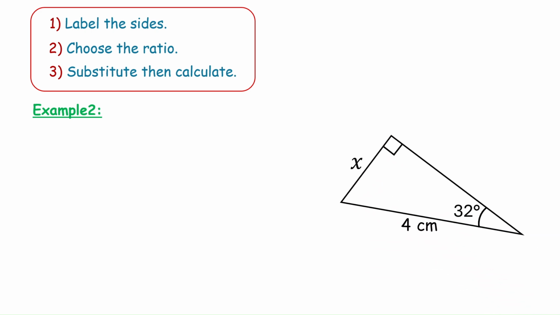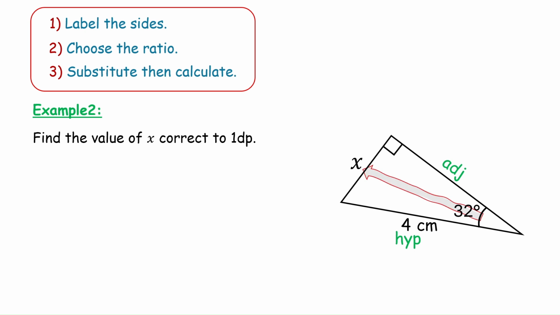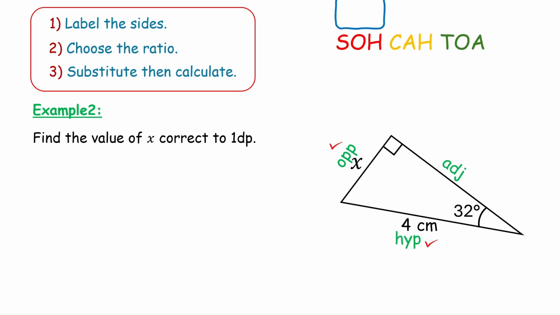Let's take another example. Find the value of x correct to one decimal place, or to the nearest tenth. We start by labeling the triangle. Hypotenuse is the longest side, adjacent is the second leg of the angle, and the third side is the opposite side. We will use the hypotenuse and the opposite. Using SOHCAHTOA, H and O at the same time means sine x. Sine x is opposite over hypotenuse.